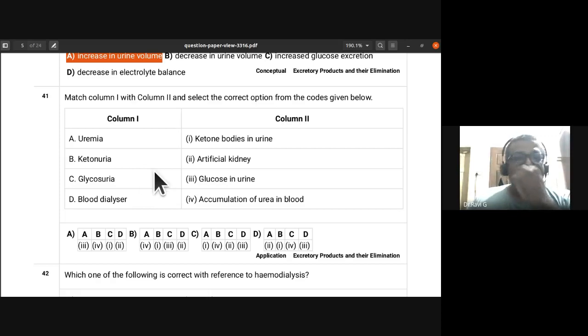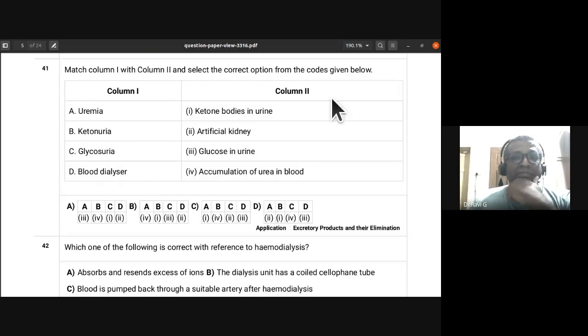Match column 1 with column 2 and select the correct option given below. Uremia is the accumulation of urea in blood. A is 4. So there is only one option, that is B. Ketonuria, ketone bodies in urine, that is the first one. A is 4, B is 1, C glycosuria, glucose in urine, C is 3, D blood dialyzer is also called artificial kidney. So B is the right answer.